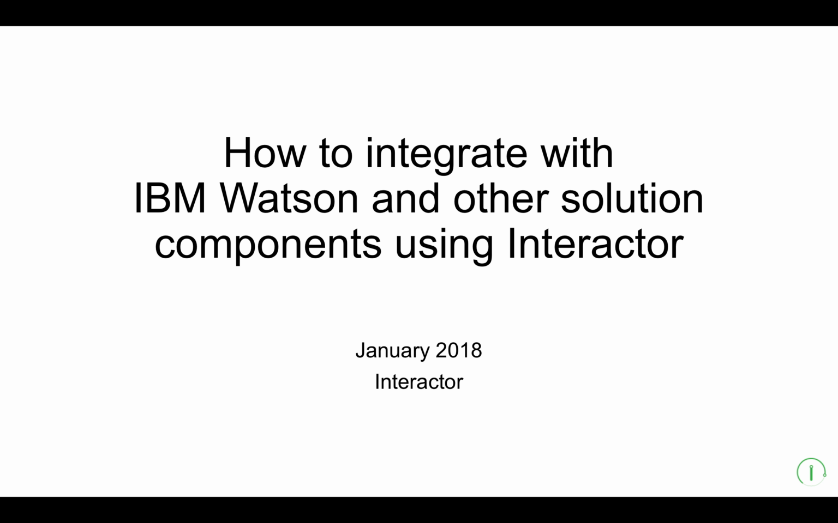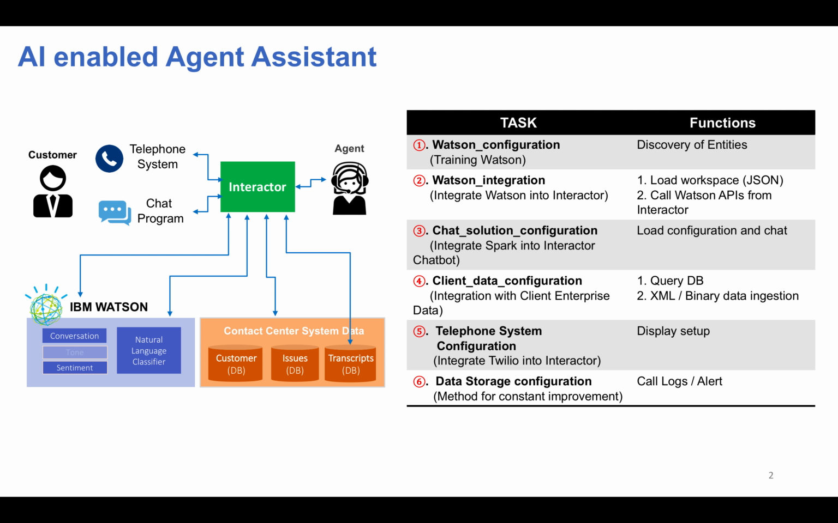Now I'll demonstrate how everything comes together using Interactor. So as you saw in the video, when the customer and the agent talk to each other, the agent didn't have to take any notes. Instead, IBM Watson took all the notes using its transcribe services. So the audio between customer and agent goes directly to IBM Watson, and using natural language classification and conversation services, it transcribes the conversation into text.